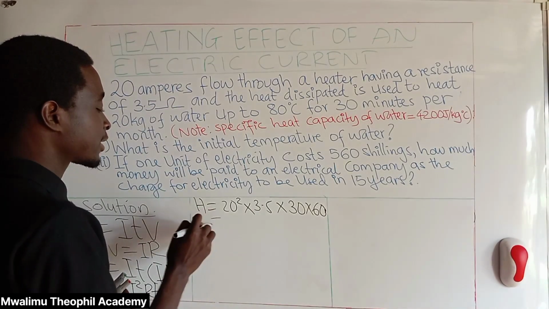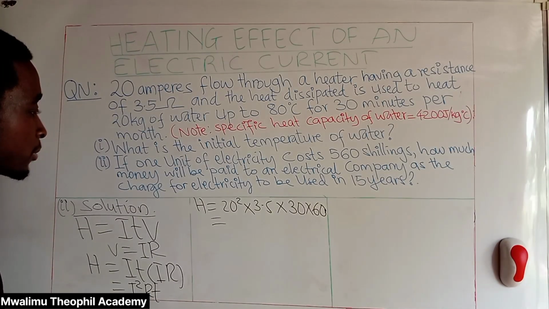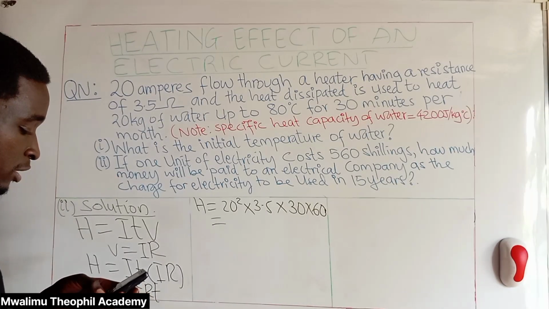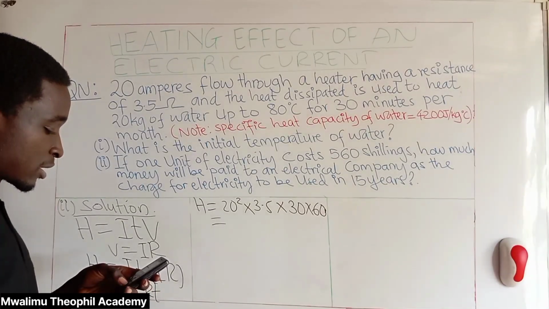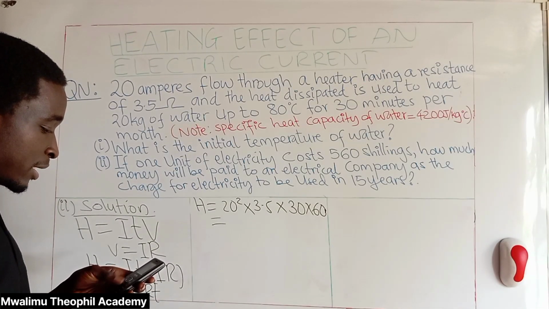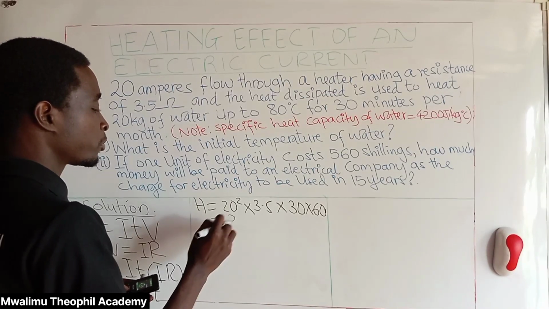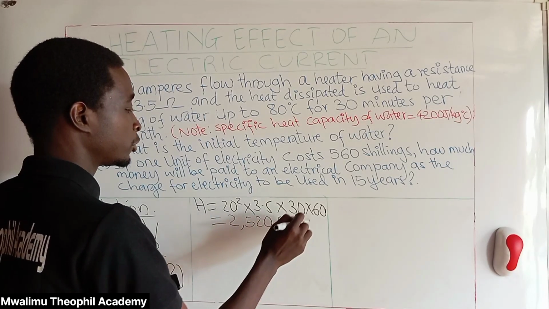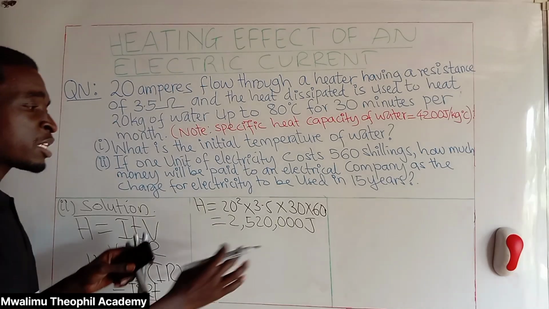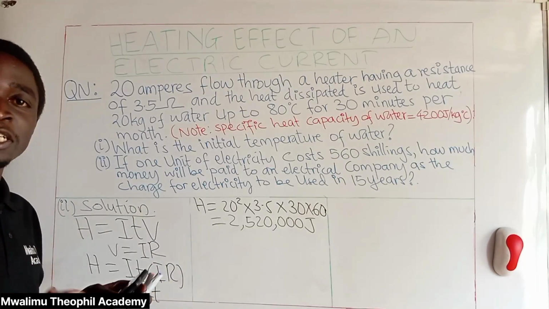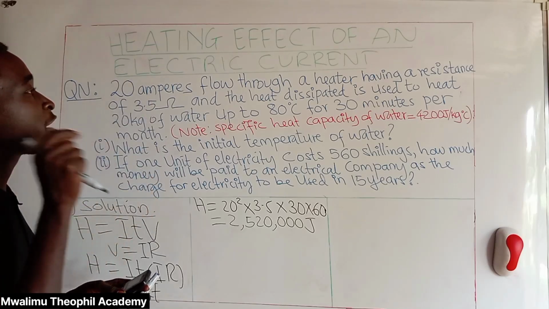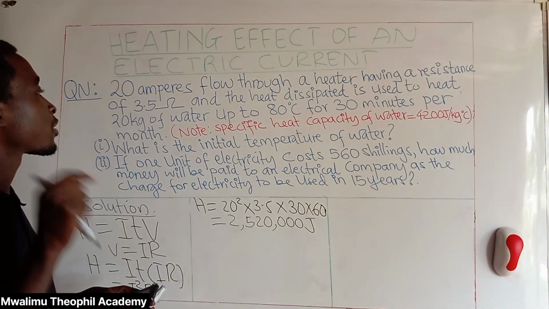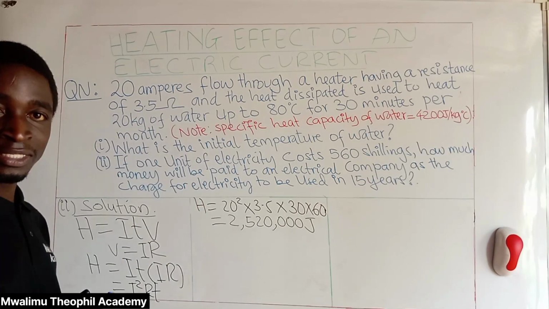Now, what do we get? Let us compute. 20 squared is 400, times 3.5, times 30, times 60. We get 2,520,000 joules. So this is the amount of heat energy dissipated when 20 amperes of electric current flows through a heater with a resistance of 3.5 in 30 minutes.